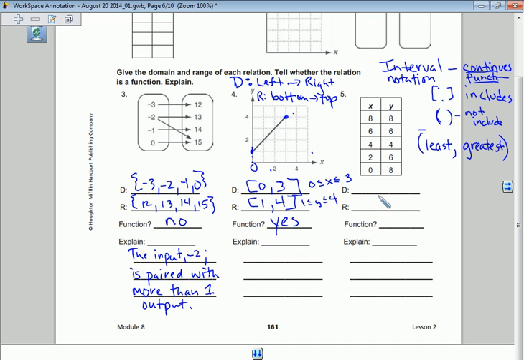Okay, this one. Is this a function? Yes. The domain includes 0, 2, 4, 6, and 8. And we would write it in order. The range includes 4, 6, and 8. And even though the 6 and 8 appear twice, we only list them once in the range.